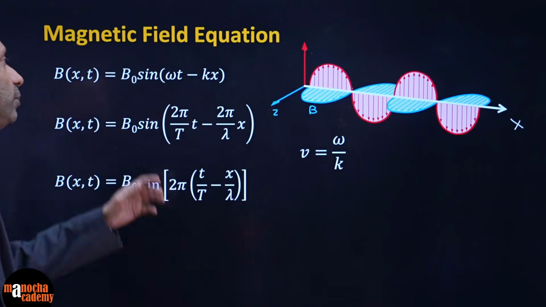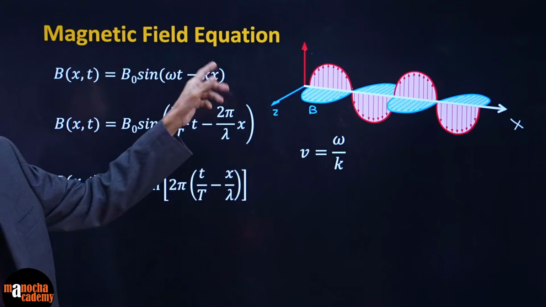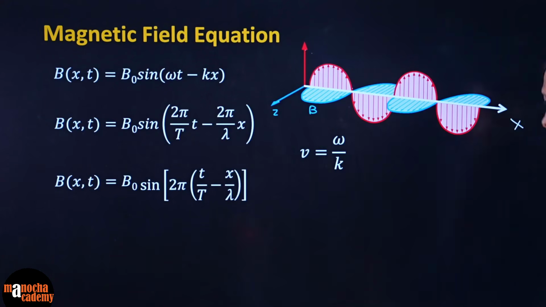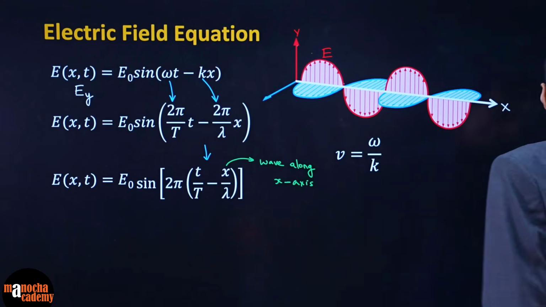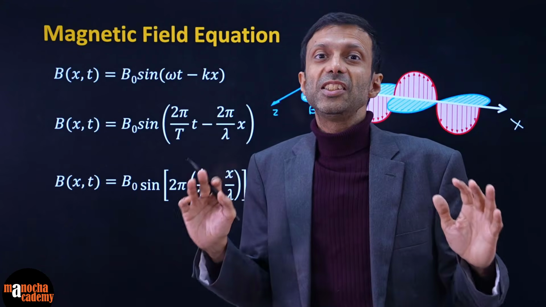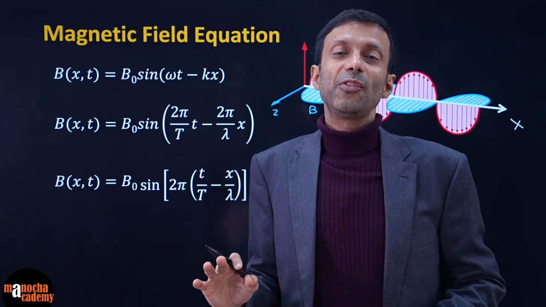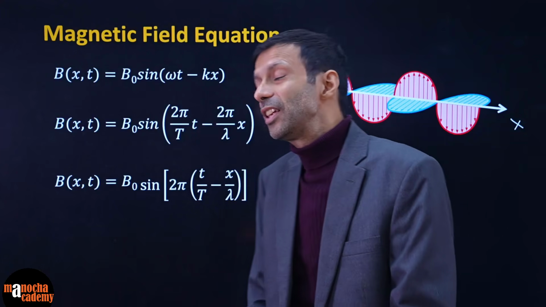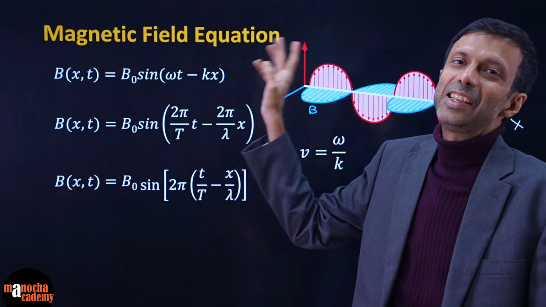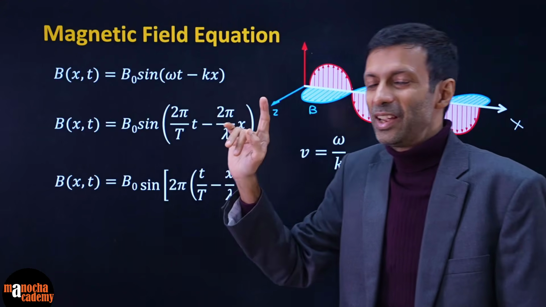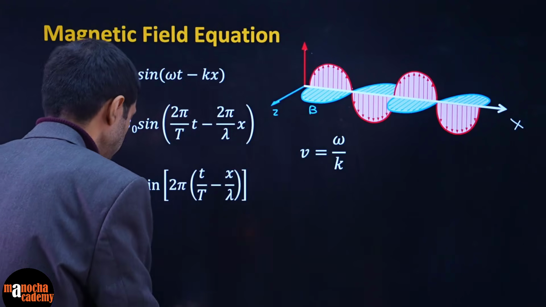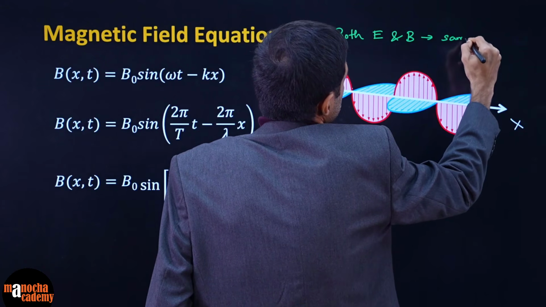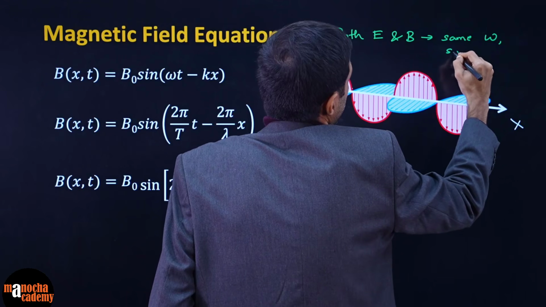Correct? So same thing. This will become B naught sine omega t minus kx. Now you will say, but sir, why don't you write omega 1, k1, omega 2, k2? This is a very beautiful thing about the electromagnetic wave. They are in phase. Both electric and magnetic fields have the same angular frequency, same k. So note this very important point. Both E and B, same omega, same k.